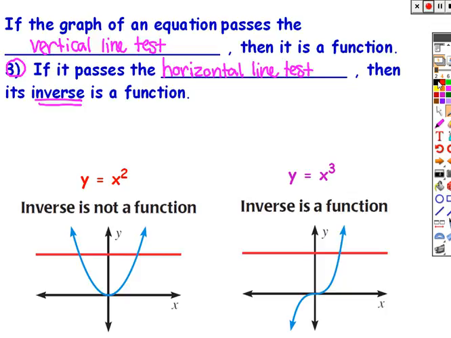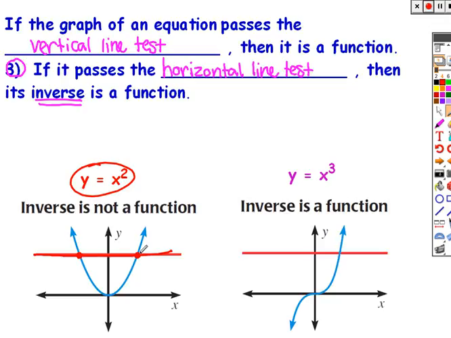So let's look down at just your basic parabola, y equals x squared. Notice that this passes the vertical line test, meaning a vertical line will intersect the graph at most at one spot. So each input has one output. But if I draw a horizontal line that intersects the graph at more than one point, then this fails the horizontal line test, which means the inverse will not be a function.